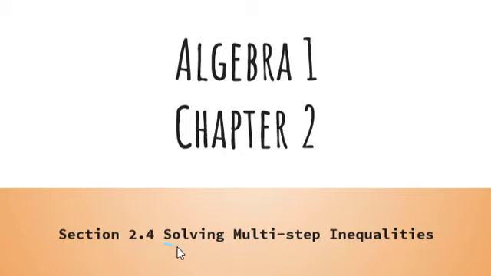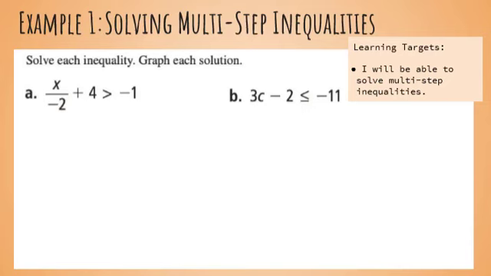So section 2.4 is on solving multi-step inequalities, which you should be familiar with from chapter 1 when you were solving multi-step equations. So your learning target is that you'll be able to solve multi-step inequalities. There isn't a core concept here because you've done so much work with solving multi-step equations. What you need to remember is that in solving, you use kind of like that reverse order of PEMDAS.